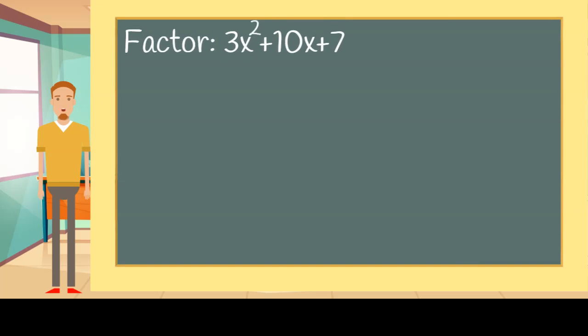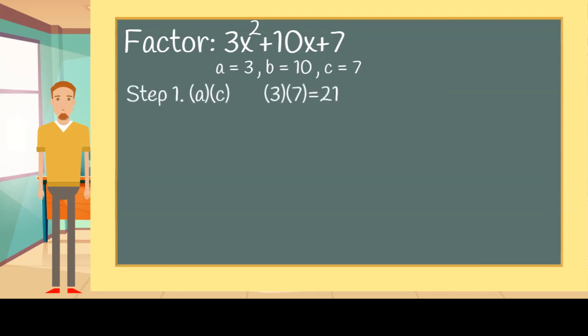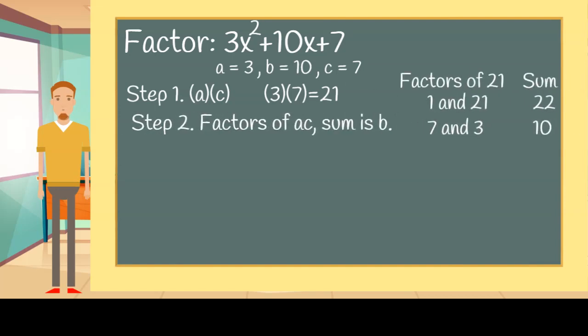Going back to our example, 3x squared plus 10x plus 7. The trinomial is already written in standard form or descending order. We now identify the values of a, b and c. Here, a equals 3, b equals 10 and c equals 7. Following the steps mentioned, find the product of 3 and 7, which is 21. List the factors of 21, whose sum is 10. The factors of 21 that will give a sum of 10 are 7 and 3.